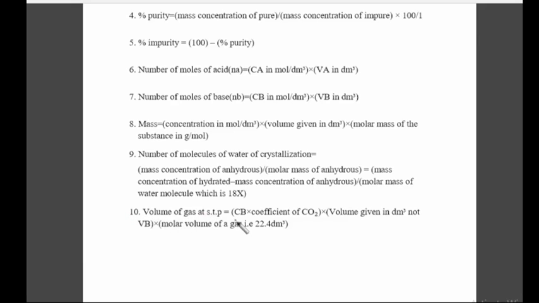And then the last formula that we need to be mindful of here is the volume of gas at STP. The volume of gas at STP, we have it to be concentration of base times the coefficient of the substance, and then times volume given in dm cube. This time around we are not going to be using the volume of the base, and then it's going to be times the molar volume of the gas, which is 22.4 dm cube.